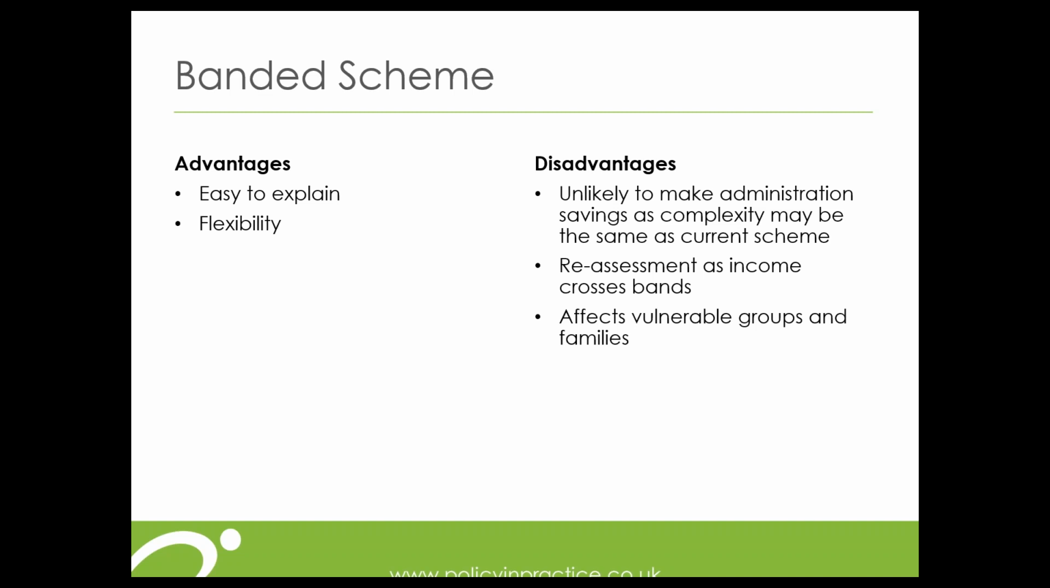Authorities that have taken forward banded schemes have often introduced loads of mitigating measures for vulnerable groups, either discretionary support, or they've changed bands for vulnerable groups or put vulnerable groups in certain bands. The problem with this is you'll then end up with a scheme that's as difficult to administer as the current one. So the more mitigating measures you put in, you're making your scheme more and more complex to administer.